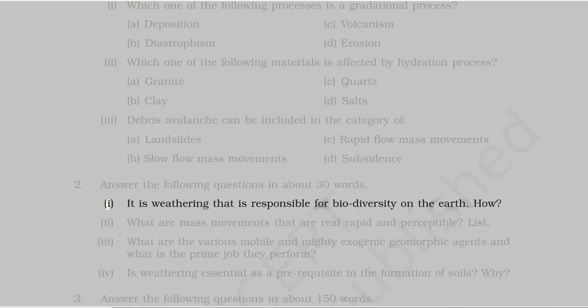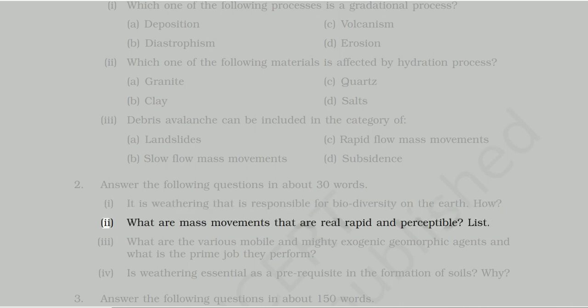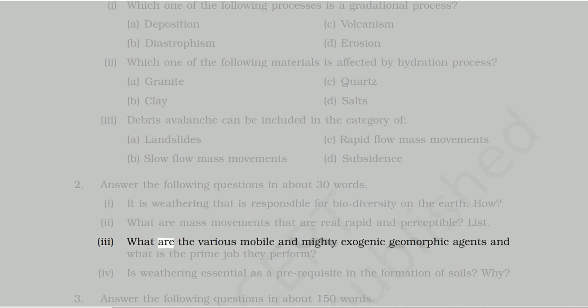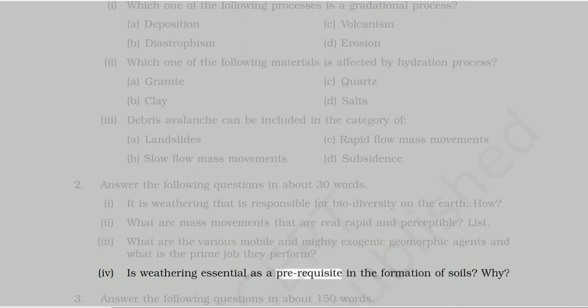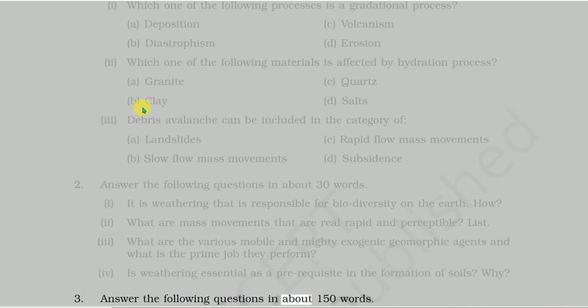1. It is weathering that is responsible for biodiversity on the earth. How? 2. What are mass movements that are real, rapid and perceptible? List. 3. What are the various mobile and mighty exogenic geomorphic agents and what is the prime job they perform? 4. Is weathering essential as a prerequisite in the formation of soils? Why?